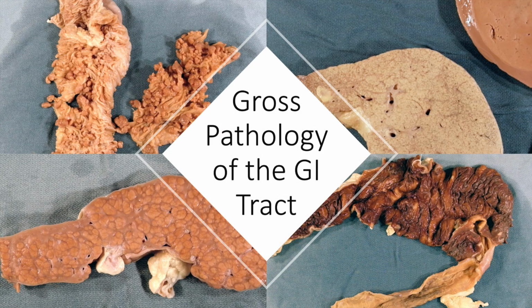I'm a resident at the University of Washington, and in this video, we'll be looking at the gross features of the GI tract. There's a lot of ground to cover, about 5 feet of colon, stomach, esophagus, also liver, pancreas, and so on. But we're going to focus on two main systems, the bowel and the liver.